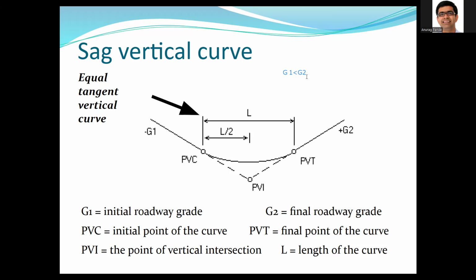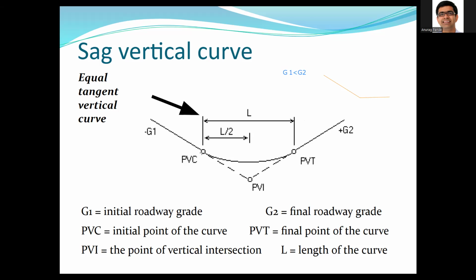Now, G1 less than G2 is not about the actual value of G1. You could have two negative grades here. For example, if you have a very steep curve, and then you have a less steep G2, in this case G1 is less than G2. Because G1 is more negative than G2, you'll still be designing what we call the sag vertical curve. Again, most problems that you're going to solve in this class will involve a negative grade connected with a positive grade. All the other ideas apply.